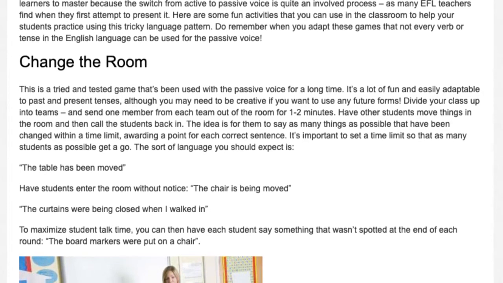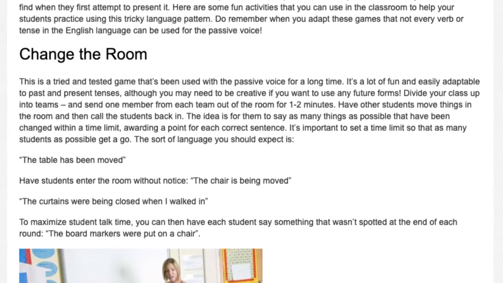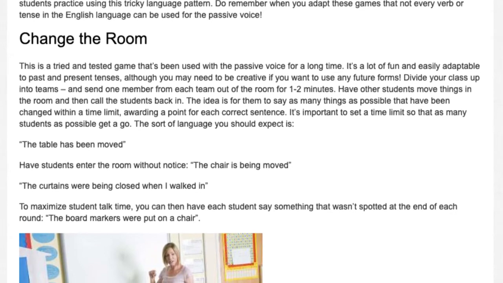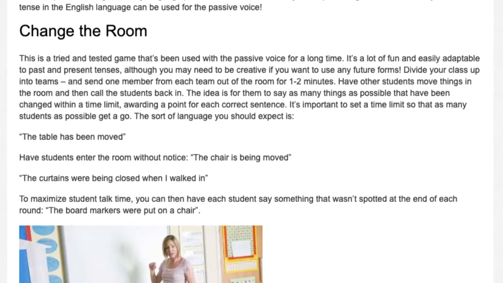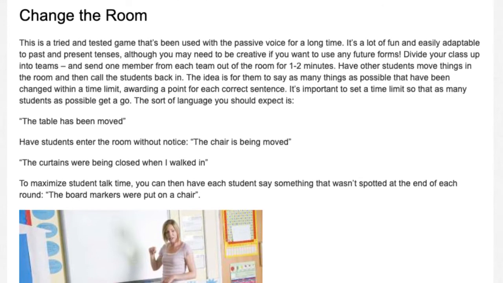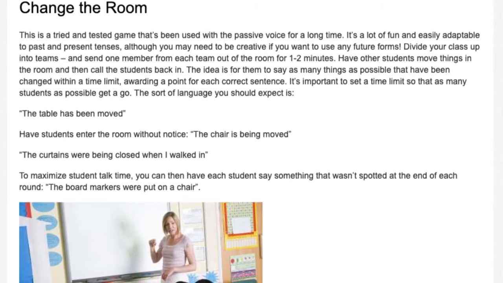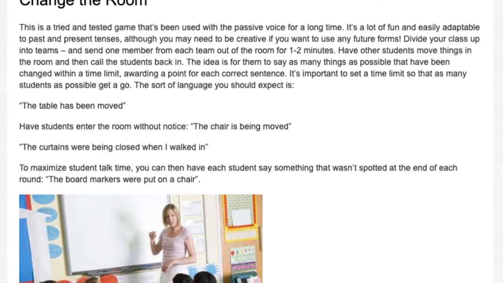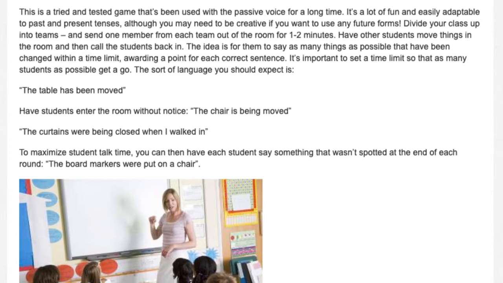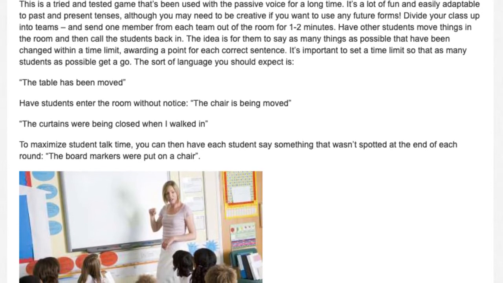Divide your class up into teams and send one member from each team out of the room for 1 to 2 minutes. Have other students move things in the room and then call the students back in. The idea is for them to say as many things as possible that have been changed within a time limit, awarding a point for each correct sentence. It's important to set a time limit so that as many students as possible get a go.